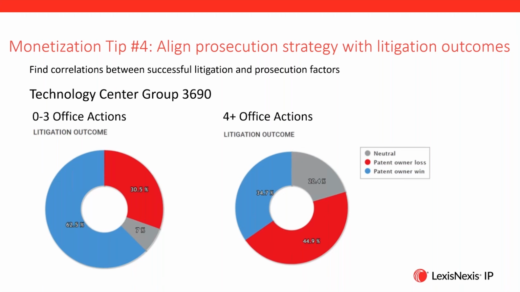But for the most part, the correlations that we're finding so far really vary by technology area, which I guess is not surprising given that pretty much everything at the Patent Office seems to vary by technology area and even by examiner. But we give you the tools to figure out where those correlations are and what they are. And one particularly interesting one is between the number of office actions or the length of prosecution and how successful litigation is.